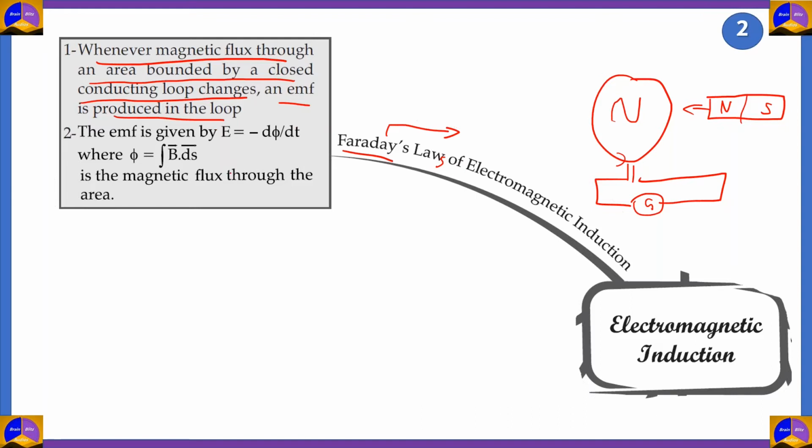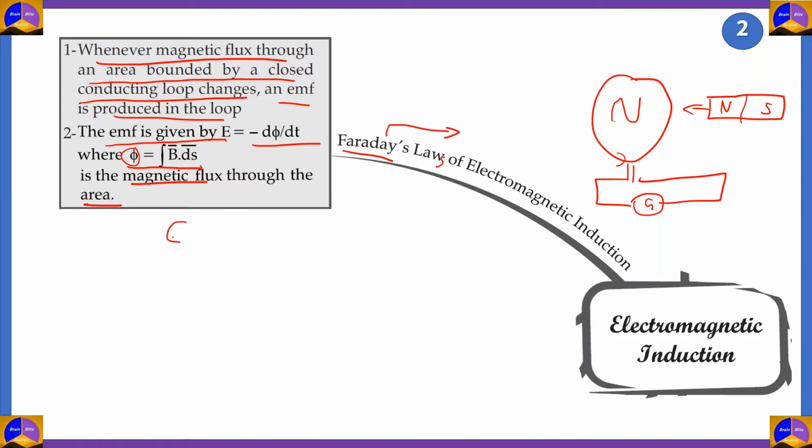Now, the second statement of the same law, or more importantly, we call it the second law, says that the EMF is given by E is equal to minus d phi by dt, where phi is the integral of B dot ds. And this phi is the magnetic flux through this area. So it's basically the same law, but given in mathematical form.